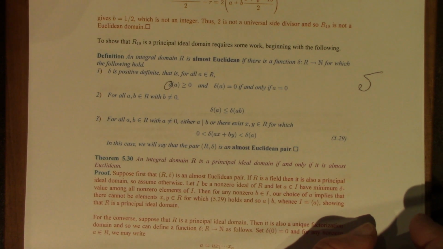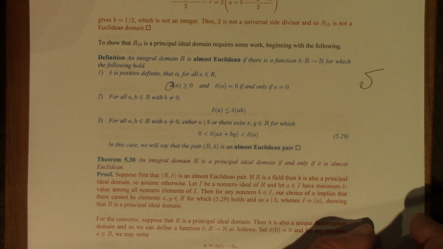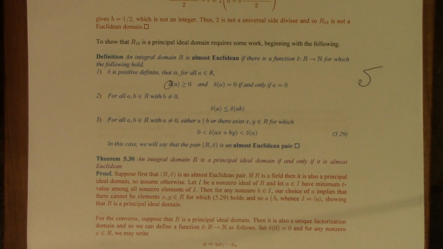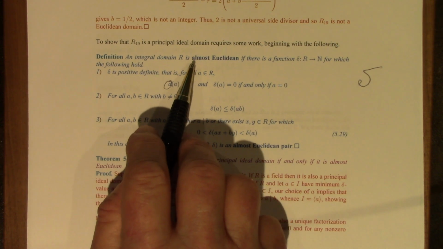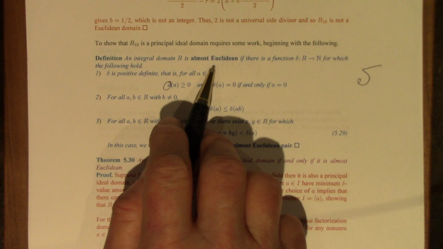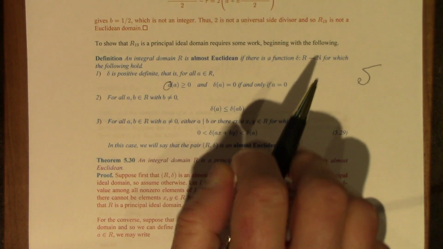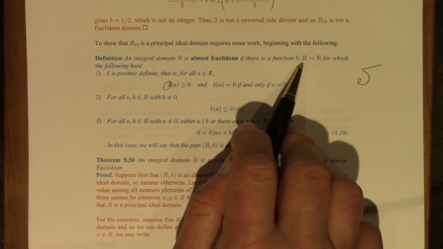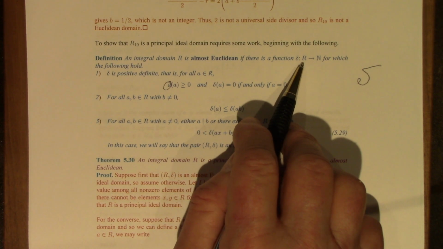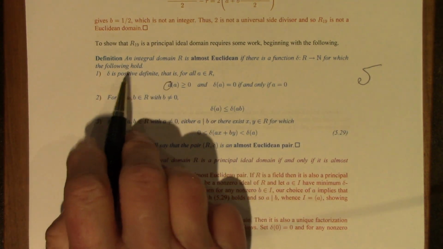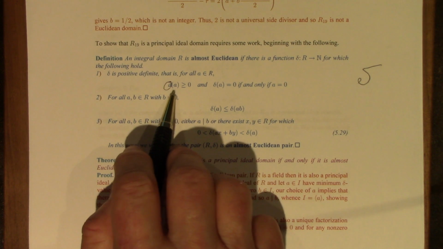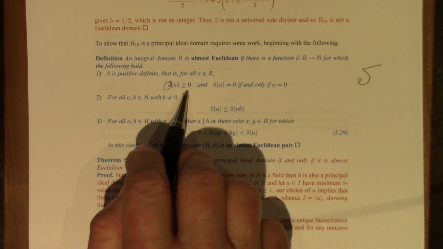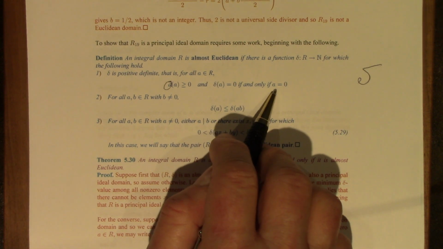To show that R19 is a principal ideal domain is going to require some work, and it begins with the following definition. An integral domain R is almost Euclidean if there's a function delta from the ring to the natural numbers, from all elements of the ring, 0 included, for which the following hold. Delta is positive definite: delta of a is greater than or equal to 0 and equal to 0 if and only if a is 0.